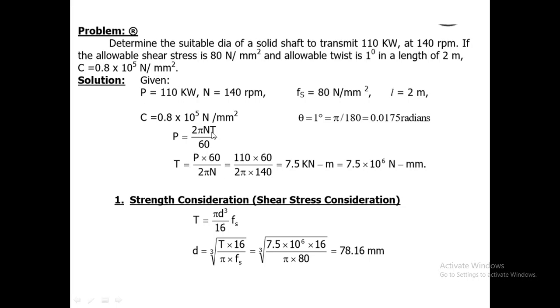Again you put all the units the same. Power is in watt here, Newton meter per second, and N is in RPM. The torque you will get in Newton meter. If power is in kilowatt, then that kilo will come here, or else you can write 10 power of 3 Newton meter.